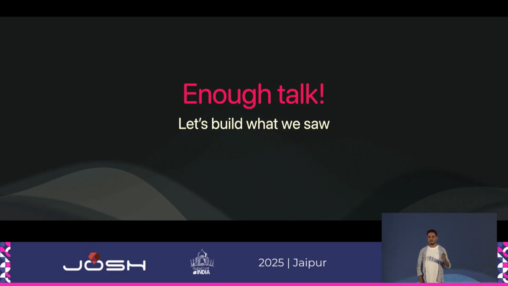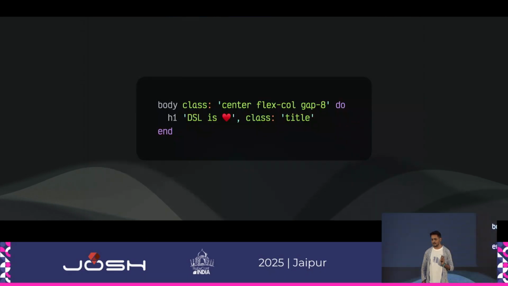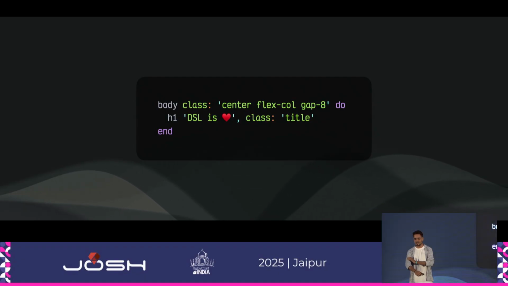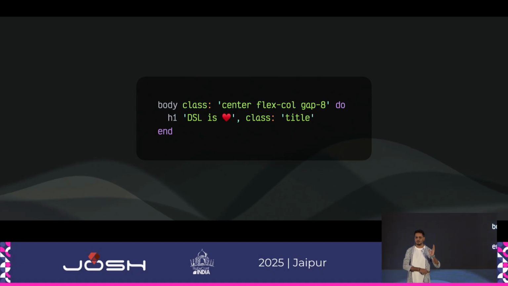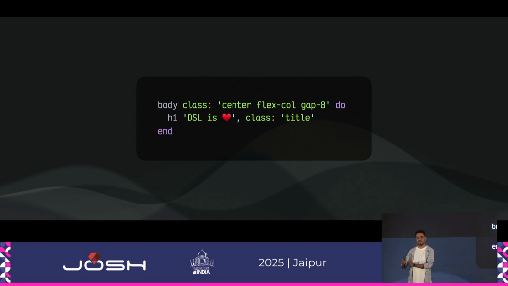So let's build what we saw there, that HTML thing. For revision, this was the speaker list we had. And this is our DSL. This is the first glimpse at it. You see this links roughly to an HTML structure. You have a tag, you have a bunch of attributes, and then you have nesting. All the things that you need to do in a regular HTML file.